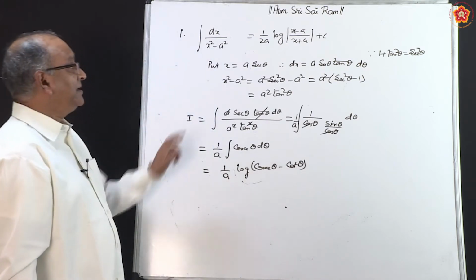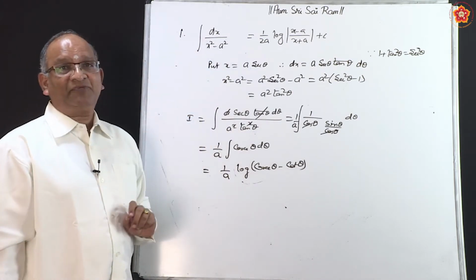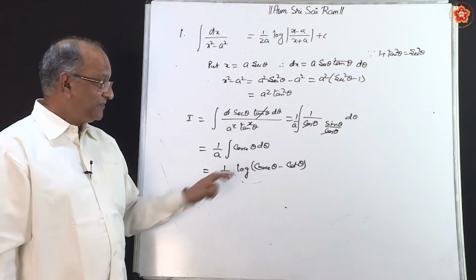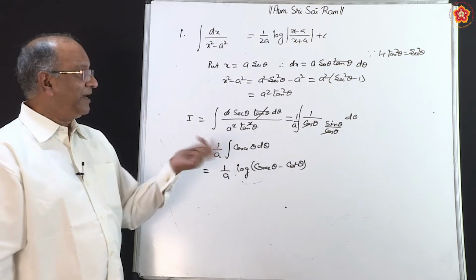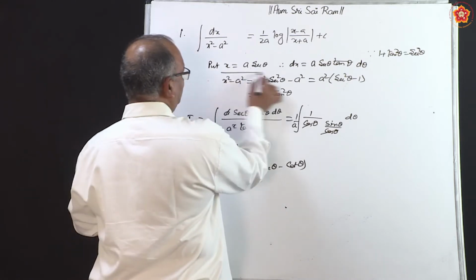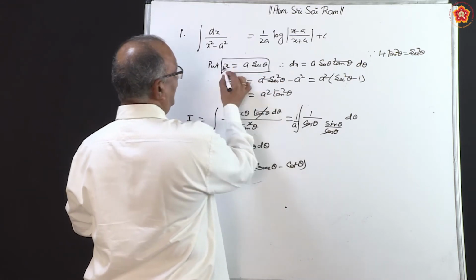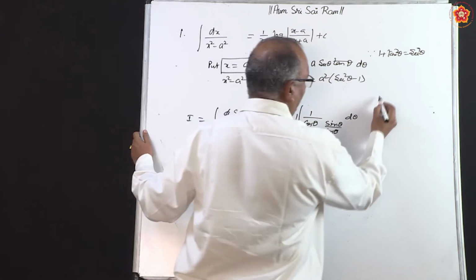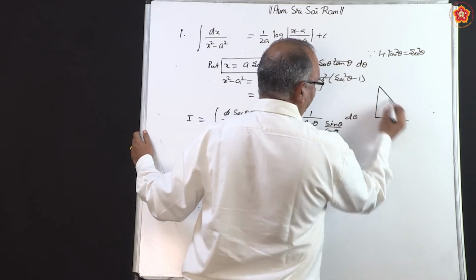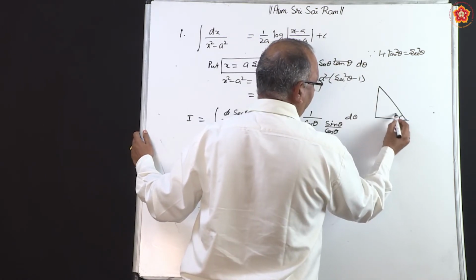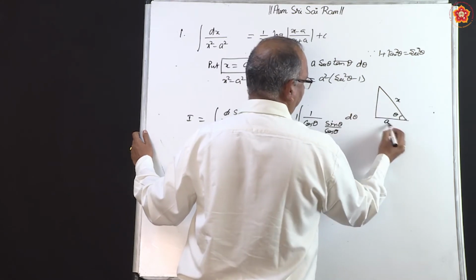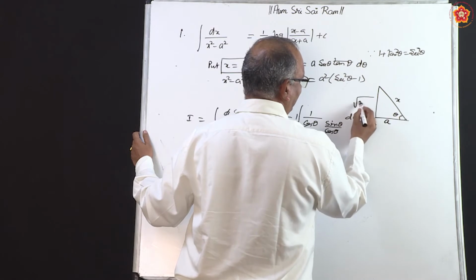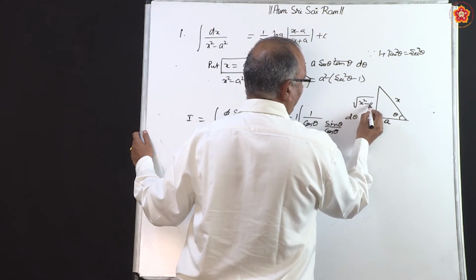But remember, the function is given in terms of x, whereas we are getting the answer in terms of theta. So, we have to get back. How to get back? Go back to this substitution. What did you substitute? x equal to a sec theta. So, take a small triangle. What is sec theta? Hypotenuse by base. So, we can say that this side is under root of x square minus a square.